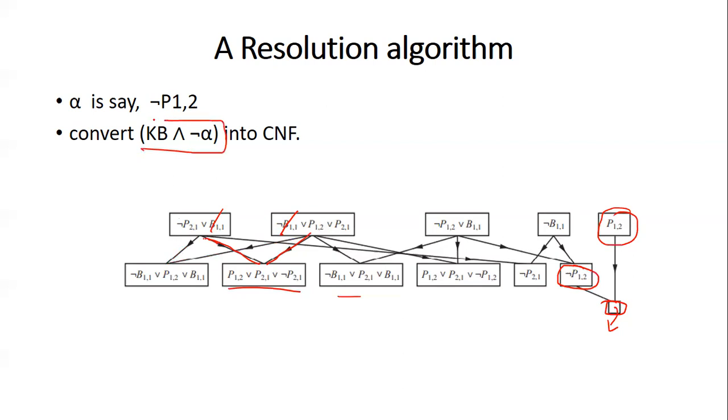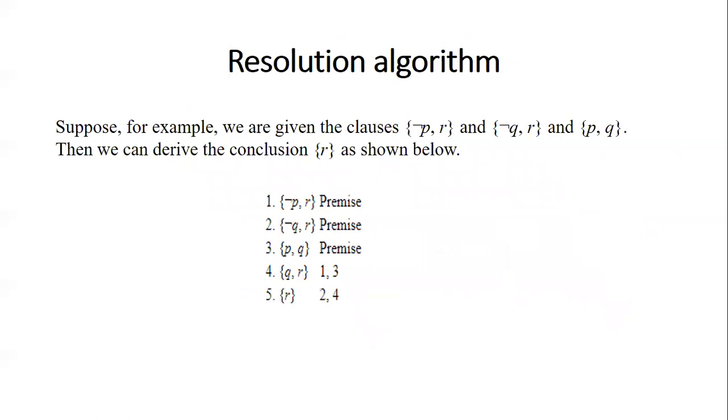When you try to prove something by resolution, it is actually a proof by contradiction. What is our contradiction? We have to prove that KB and not alpha is unsatisfiable. Now, as it ends with a null set, it becomes unsatisfiable, right? So that's the whole concept. So here are some more examples.